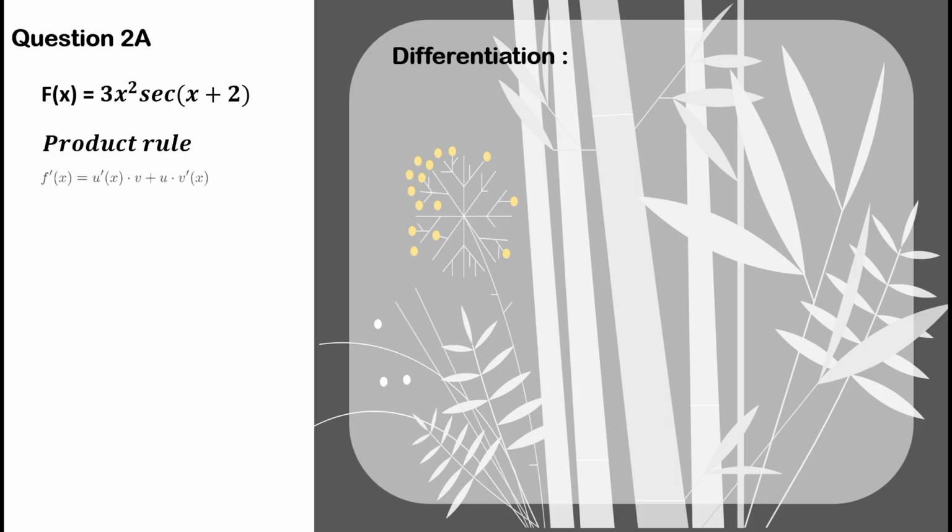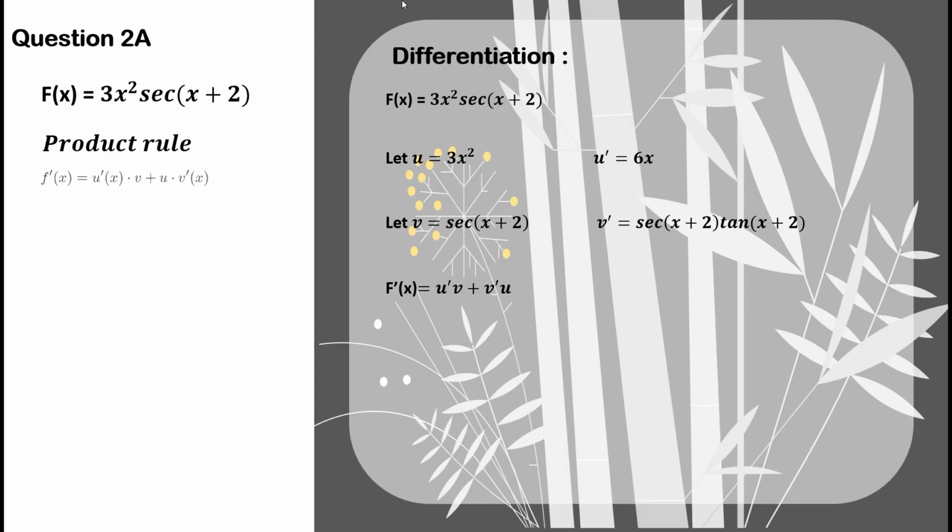So, by using the question, we let u equal 3x squared and then differentiate it to become u prime equals 6x. So we get u and u prime to use the product rule. And then we let v equal sec x plus 2 and differentiate it to become v prime equals sec x plus 2 times x plus 2. So we get what we need to use the formula of the product rule. So we put the values into the equation and then we get the final answer.